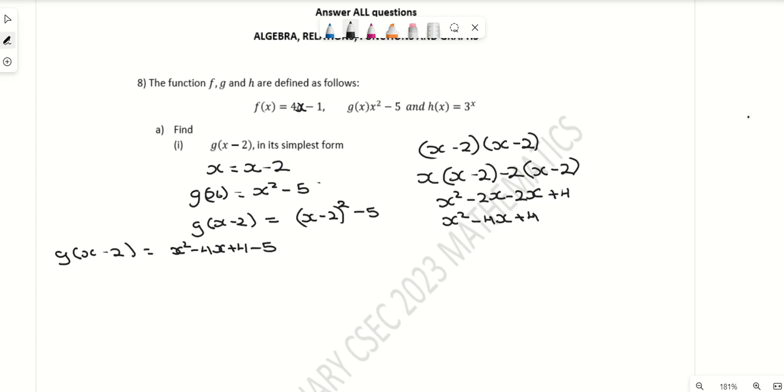All right, so now the only thing that we could combine is 4 minus 5, which gives x squared minus 4x, and 4 minus 5 is minus 1. So we can say that g of x minus 2 is equal to x squared minus 4x minus 1. And that would be your answer for 8A part 1.